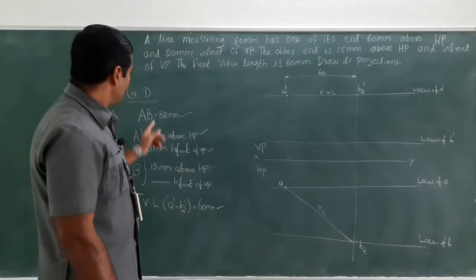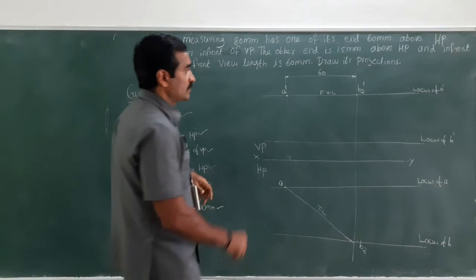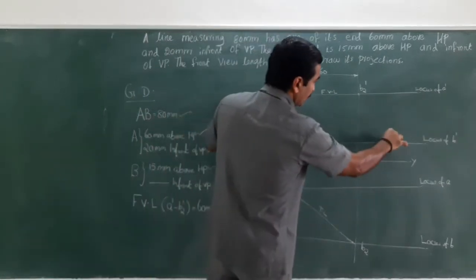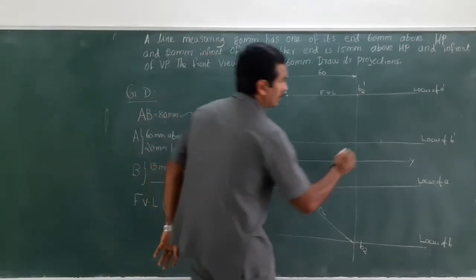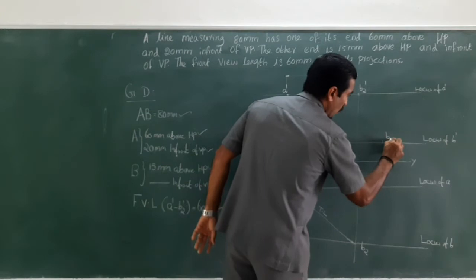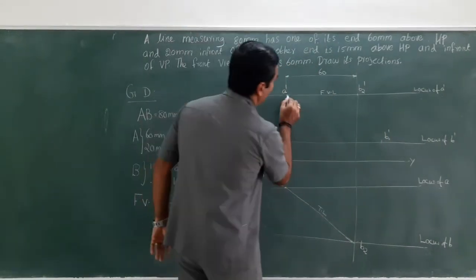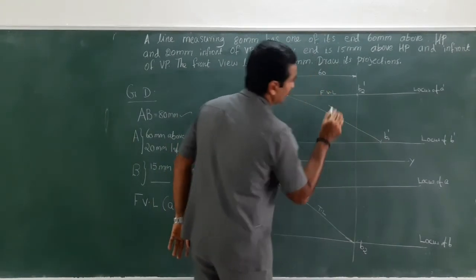Next, take 80 mm in your compass, and keeping A dash as center, cut an arc on the locus of B dash. This point could be B1 dash. Now connect the points A dash and B1 dash. This is nothing but the true length.